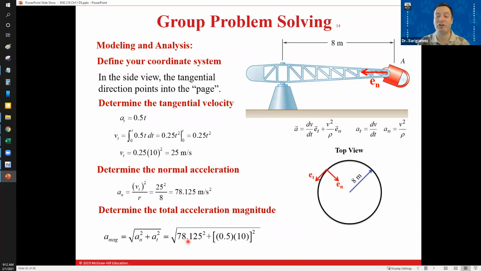Tangent, in this case, we're given just the magnitudes. So we do this calculation and we figure out the magnitude of acceleration is 78.285. So the majority is the contribution of the normal acceleration.